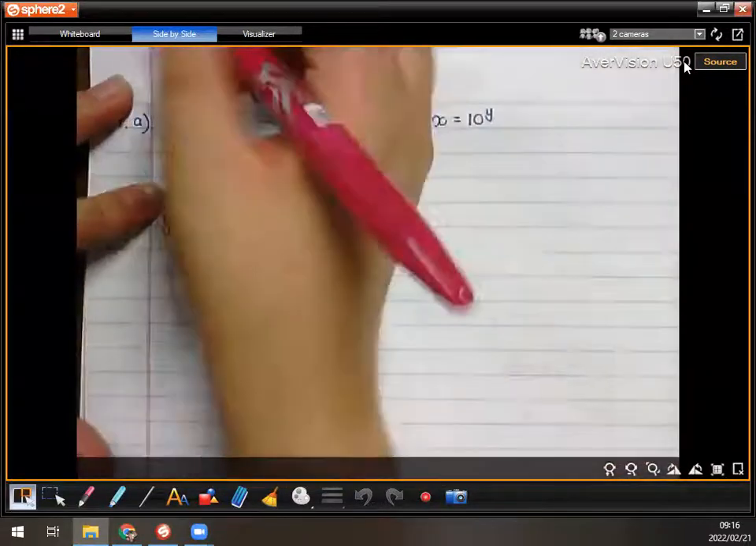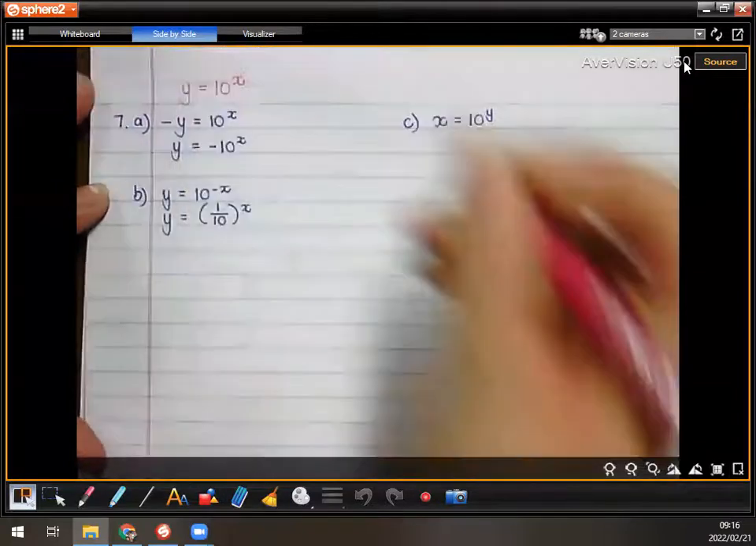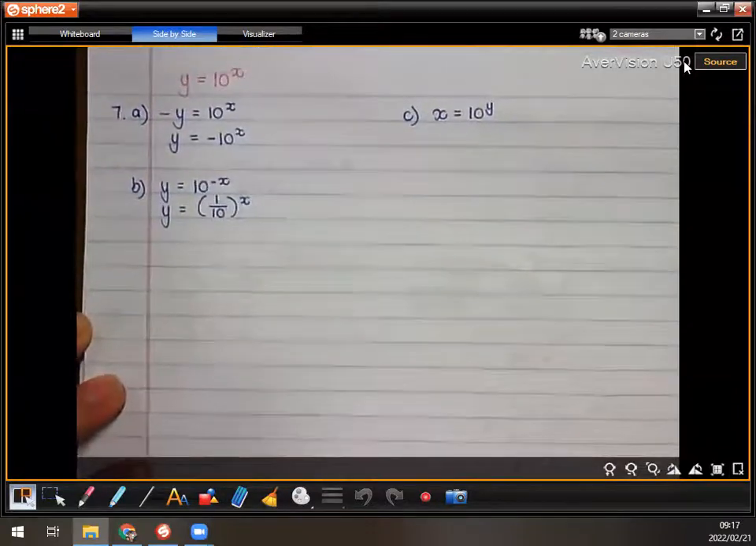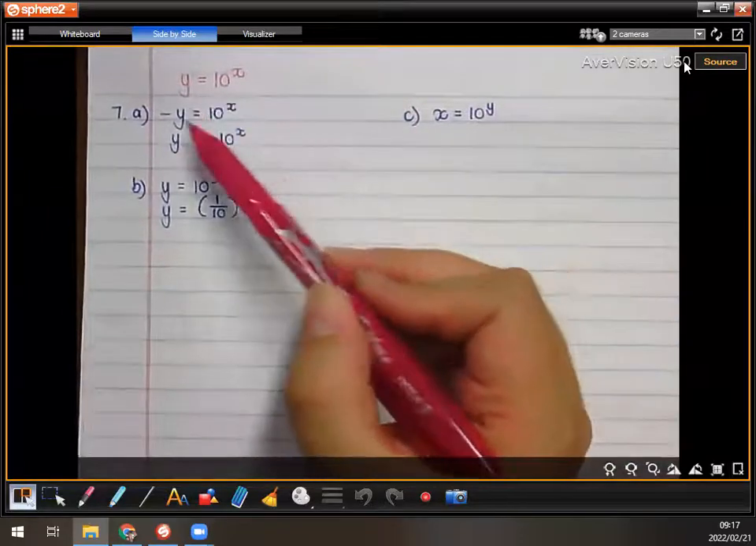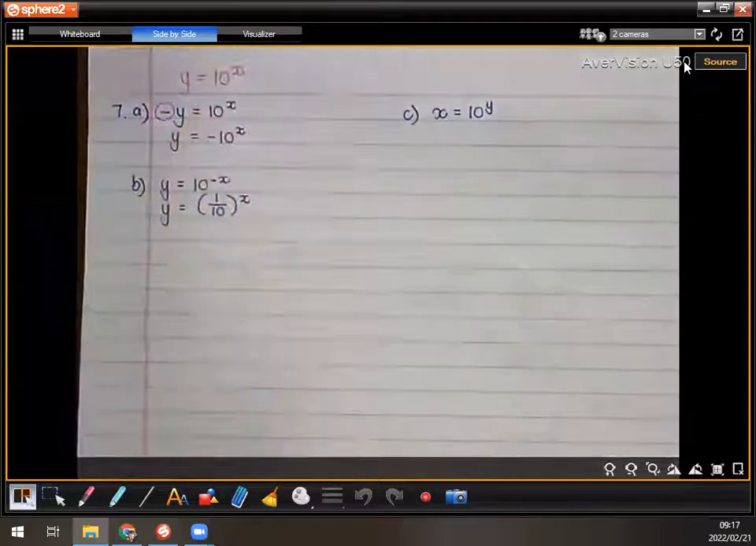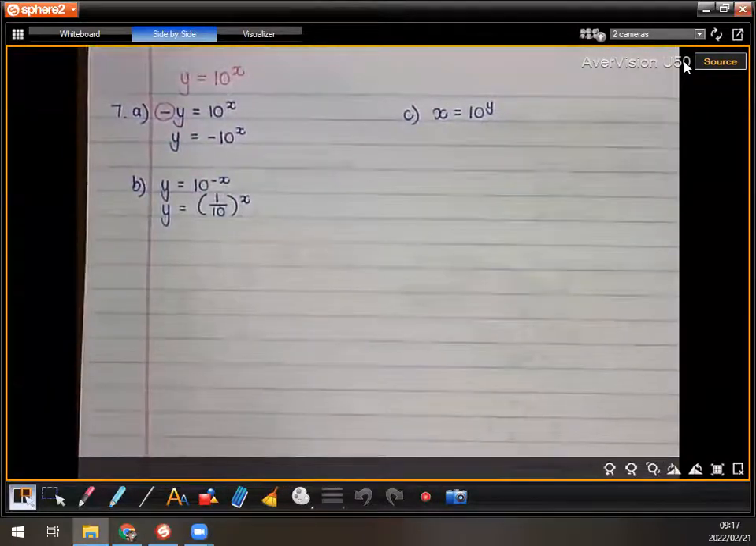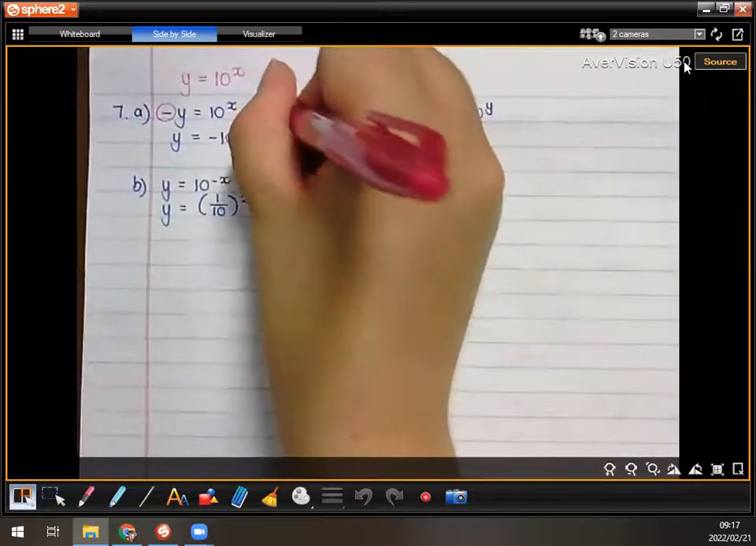So number 7, the original equation was just y equals 10 to the x, and they asked you again to do various reflections. So the first one was reflecting in the x-axis, so the sign of y has to change. All right, and you can then just move that minus to the other side. So this one was x-axis.